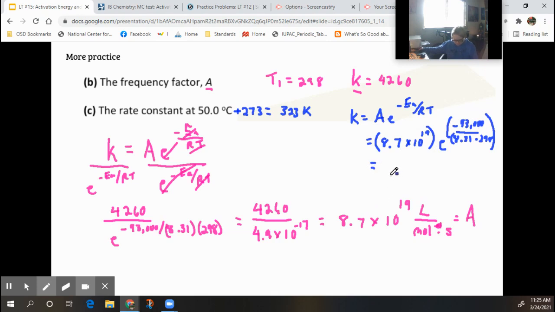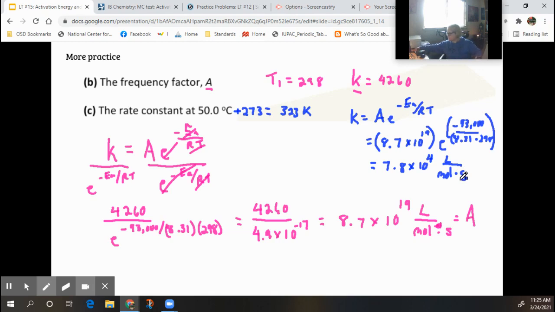And so when all of that is said and done, I am going to find my new rate constant for 50 degrees Celsius to be 7.8 times 10 to the fourth, with the same units as my frequency factor and all of the other rate constants on the previous screen, liters per mole second.